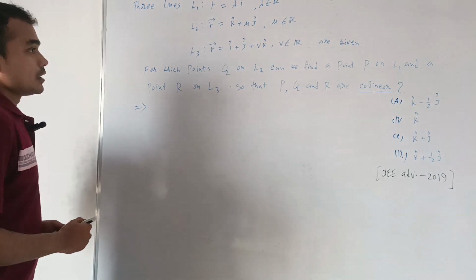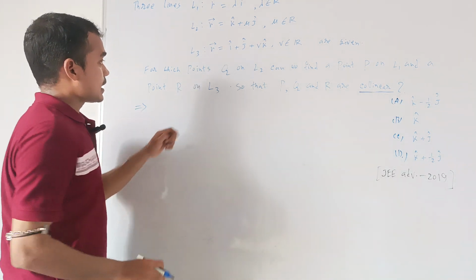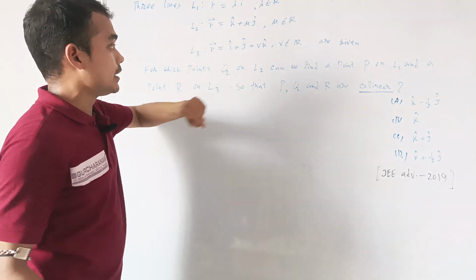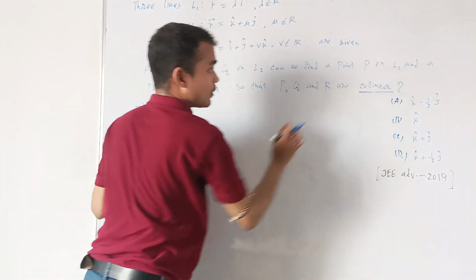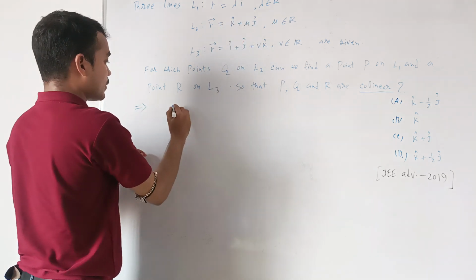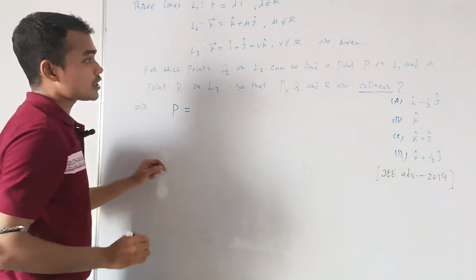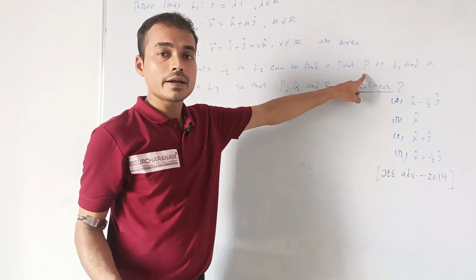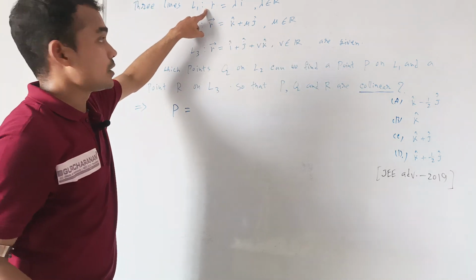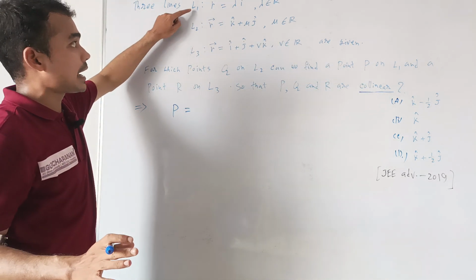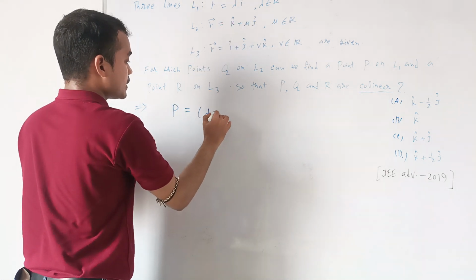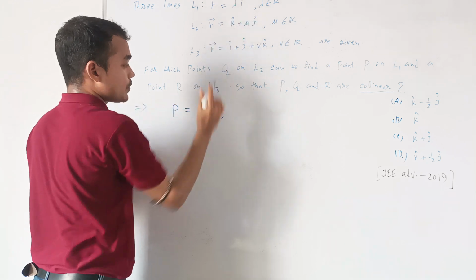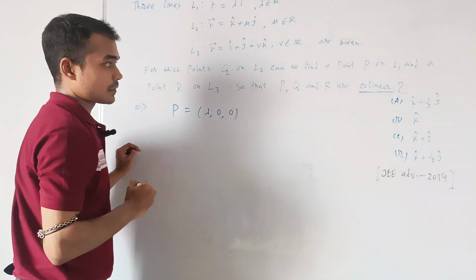Okay. So here the question is asking for which point Q on L2. Here P is a point on L1. So what is the coordinate of P? Because P is any point on the line L1, any arbitrary point on the line L1 looks like this: lambda I, means lambda here, J component 0, K component 0.